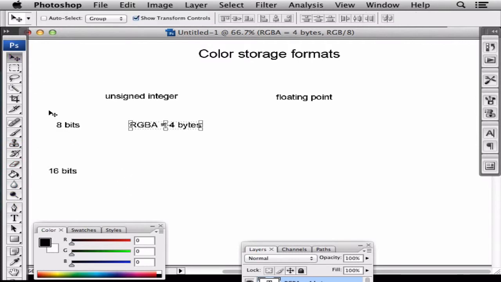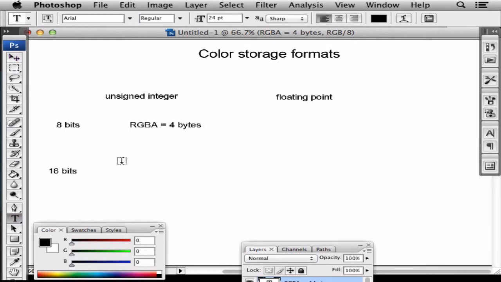But we also sometimes have these 16 bits to have better resolution, and that's of course 8 bytes for an RGBA color, 2 bytes per component. And that's very easy to decode because it's an unsigned integer, which is the same number as the binary value.